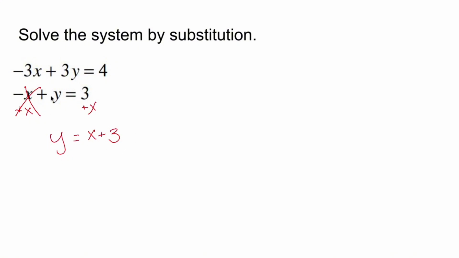Since I manipulated the bottom equation, I have to plug this into the top equation. So I'm going to rewrite out the top equation, negative 3x plus y, and replace y with the fact that y equals x plus 3. So I'm going to replace y with x plus 3. I'm going to finish that up by equaling 4. So I rewrote the top equation because I changed the bottom equation and replaced the y with x plus 3.